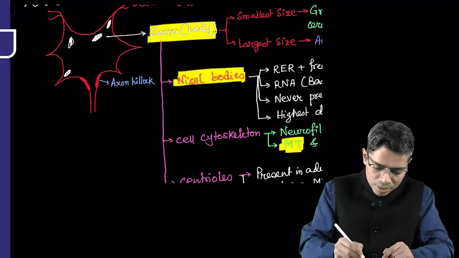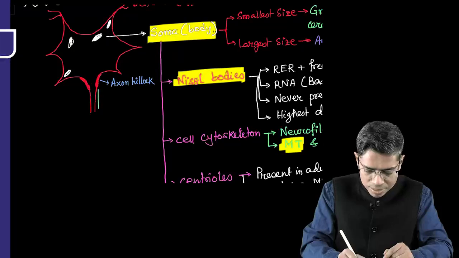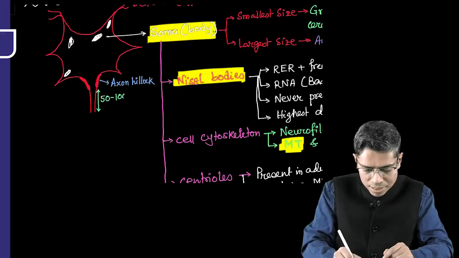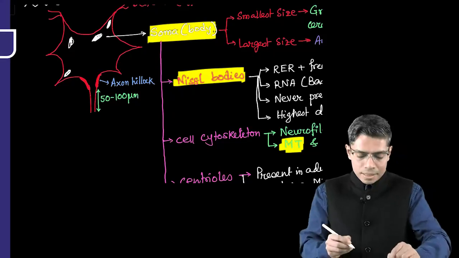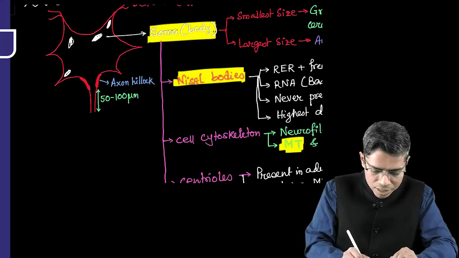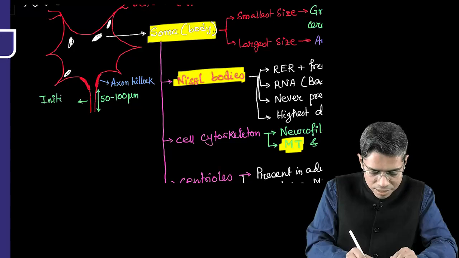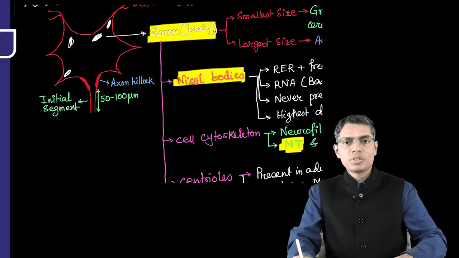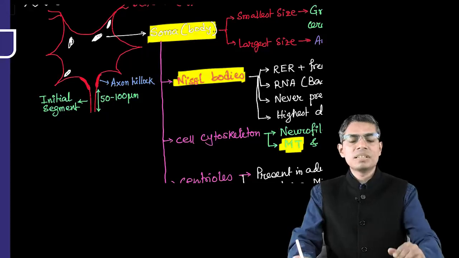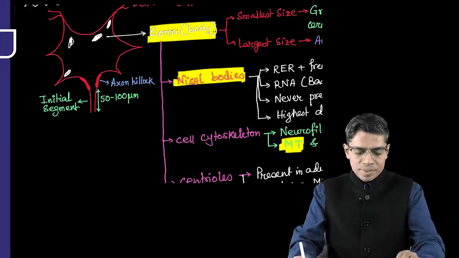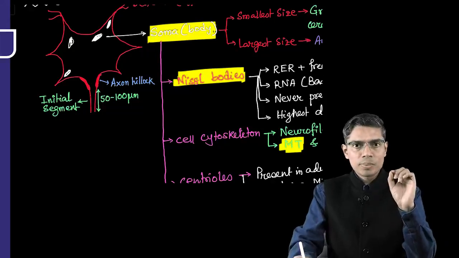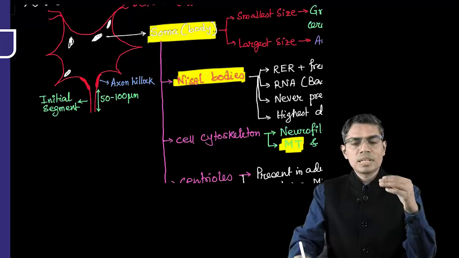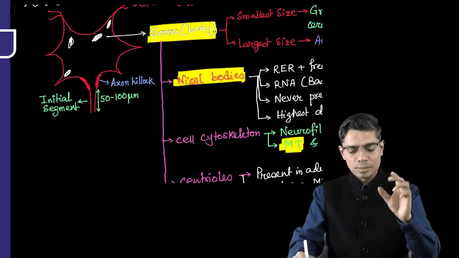And the first part of the axon, which starts after this axon hillock, has a length of 50 to 100 micrometer. This is known as the initial segment of the neuron. Very, very important. Please remember, don't confuse between axon hillock and initial segment. They are completely different according to Genome. The initial segment has very important properties, we'll be discussing shortly. But before that, remember the length of this is 50 to 100 micrometer.